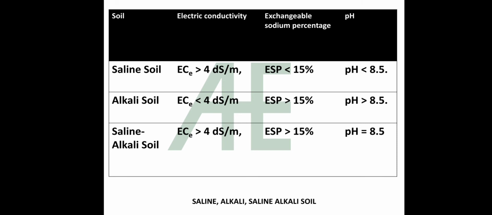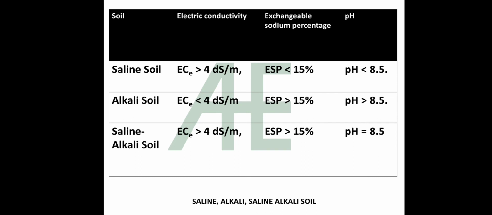Continuous use of water having high salt content will convert a normal soil into a saline soil. So, if we add salt in water, its electrical conductivity increases. That is why the electrical conductivity of saline soil is greater than 4 decisiemens per meter. Now, saline soil is nothing but acidic soil, and we know that in the range of 1 to 14, acid ranges from 1 to 7 and base ranges from 7 to 14. So that is why the pH of saline soil is less than 8.5.